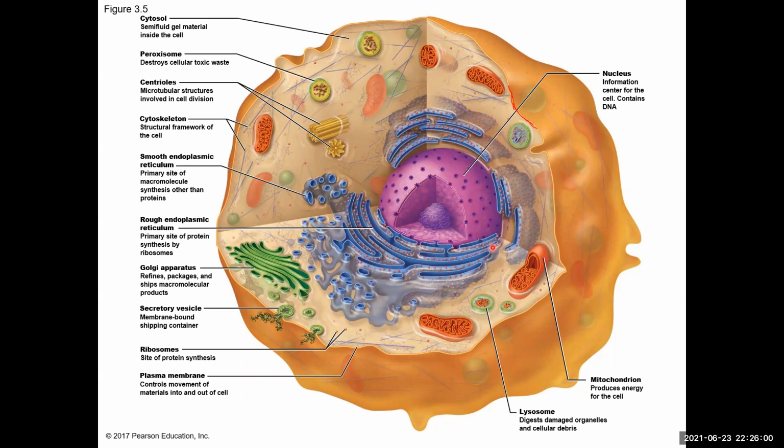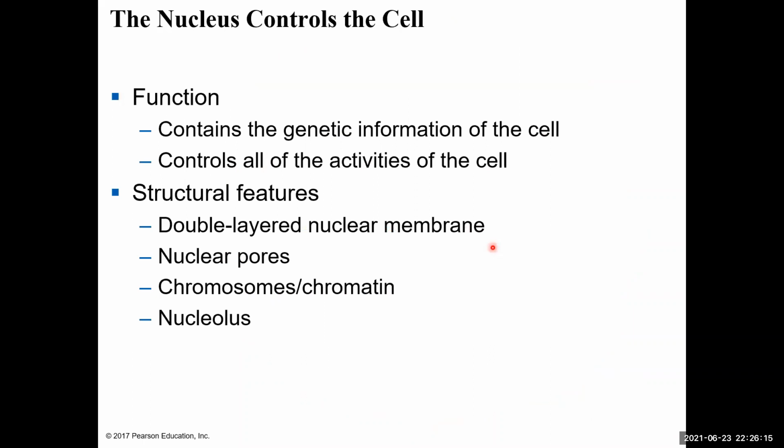That's the cytosol. So this is a gel-like material inside the cell that keeps everything in place, along with the cytoskeleton. Okay, and so the first thing we're going to focus in on is the nucleus. The nucleus, like we mentioned, is where the genetic material is found and contained, and it basically controls all of the activities of the cell. So you can think of it as the control center, or the hub, or city hall of the cell.